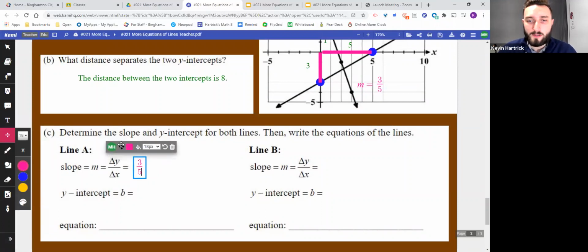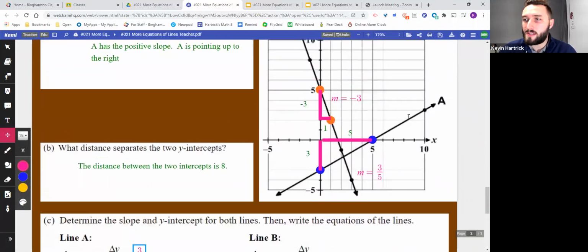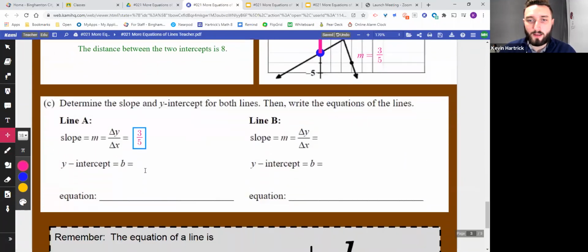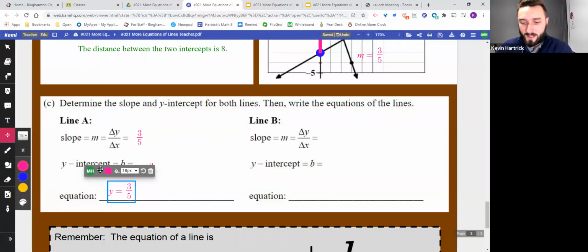And then the y-intercept of A, let's just stick with A. Where does A cross the y-axis? Right here at -3. Okay, so -3 is our B. So putting it all together, remember we always start with y equals, then we put the M, so the M in this case is 3 over 5, just like we talked about. All right, and then we have an X, and then we put the y-intercept.